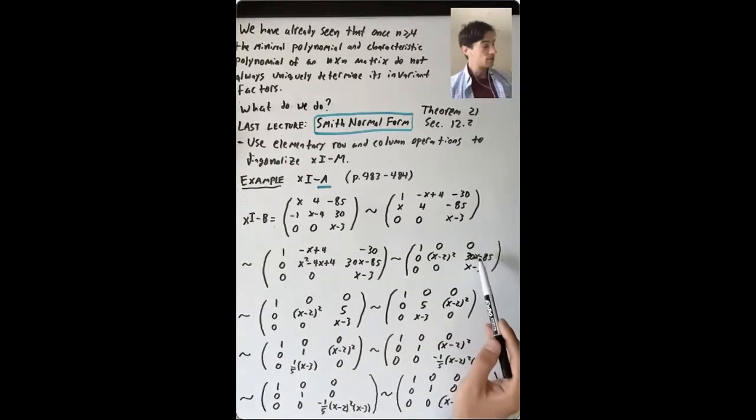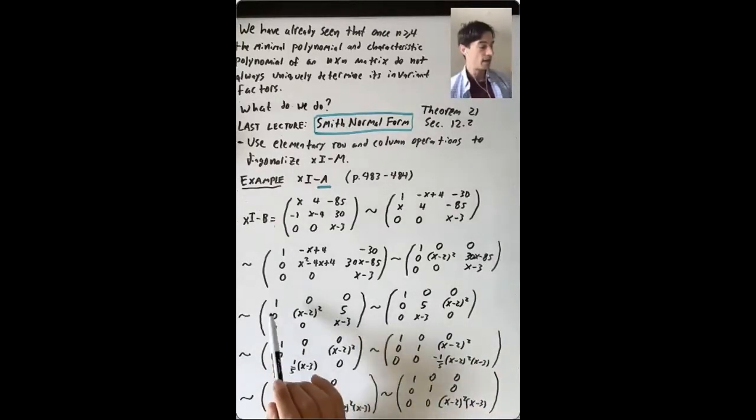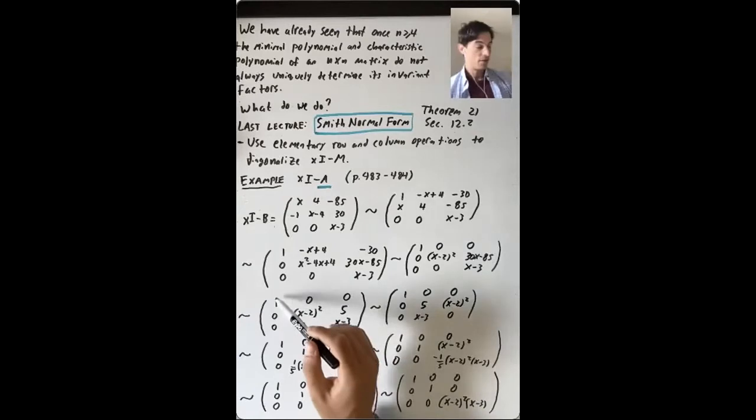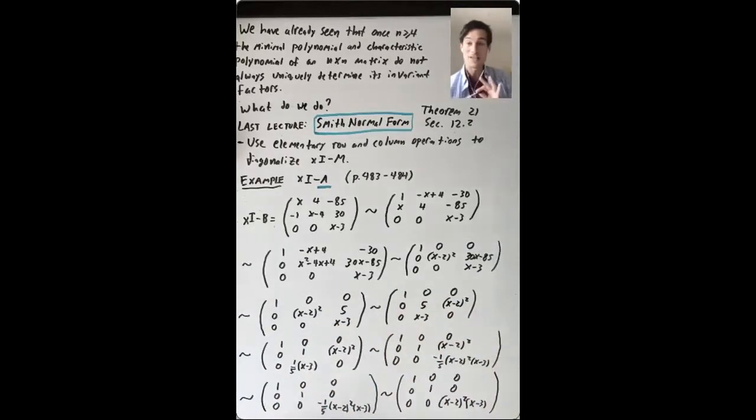Okay, so this 30x minus 85 is kind of gross. I can take a multiple of the third row. I can't zero it out, but if I take 30 times the third row and subtract it here, what I get is 1, 0, 0, x minus 2 squared, 5, x minus 3. Okay, notice we're in a situation now where the first row and column are in a situation where we want to leave them that way. So we're going to have this initial 1 in the upper left corner, and we're never going to move that again. So we're just going to deal with the second and third row and the second and third column.